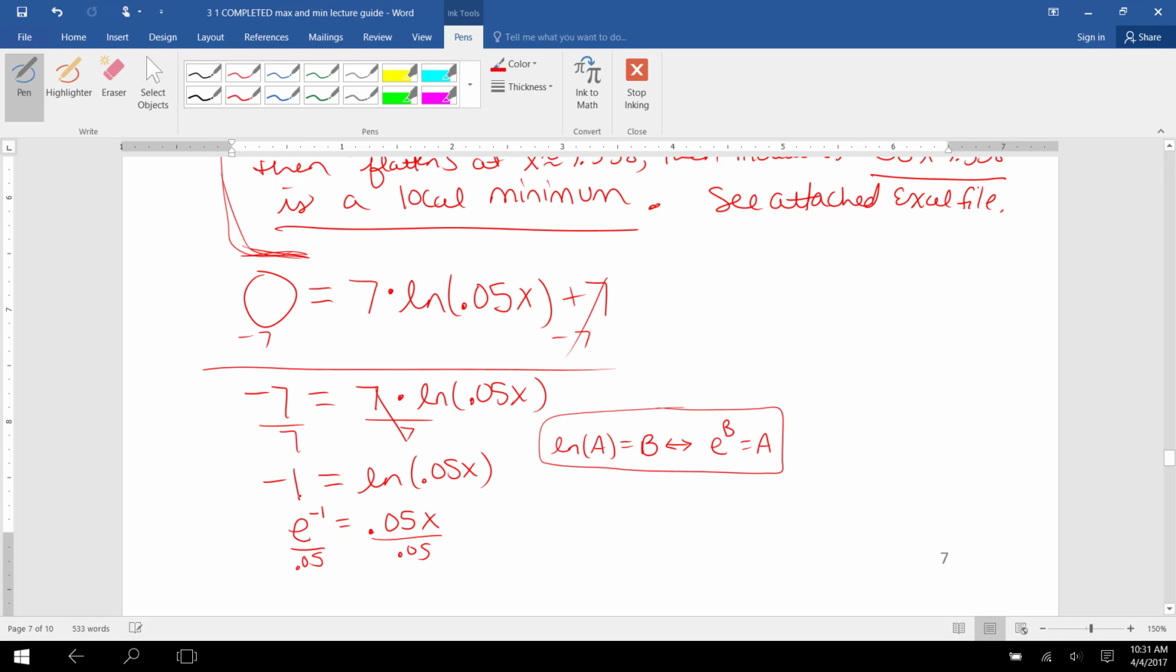This actually gives the exact value of the critical point. But if you pull out your calculator and round this value, e to the negative 1 over 0.05, you get about 7.358, just as we got in Excel. And then you could do your first derivative test and make the same argument that it's a local minimum.